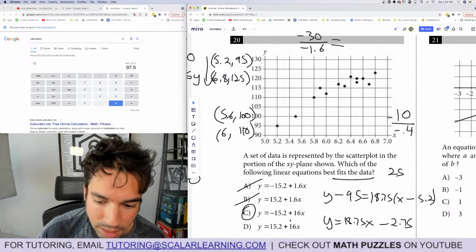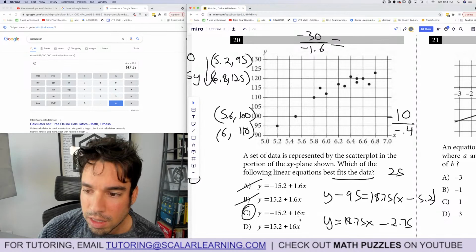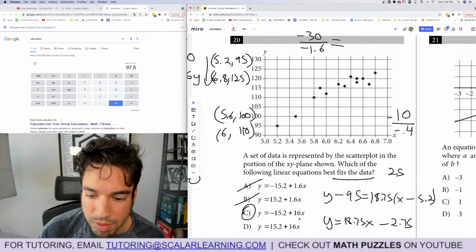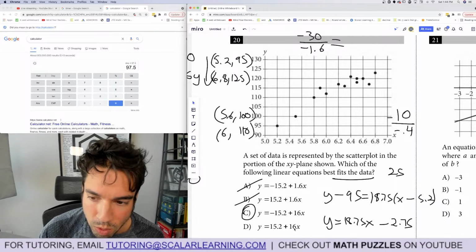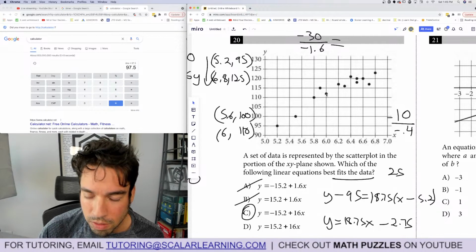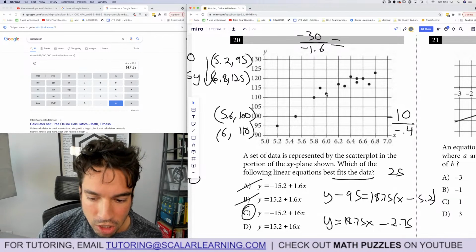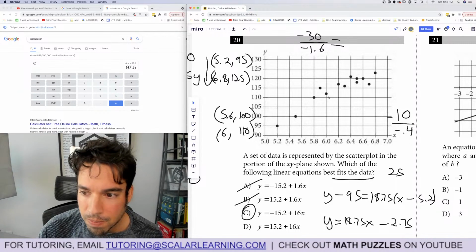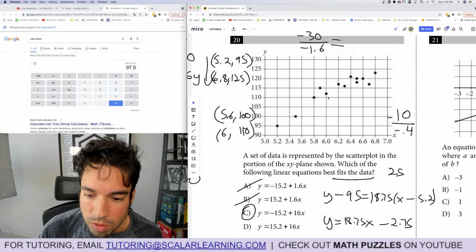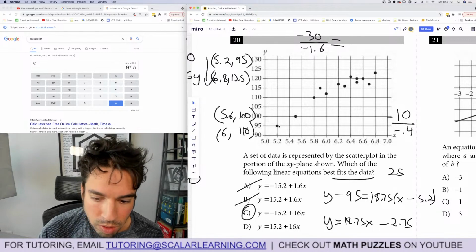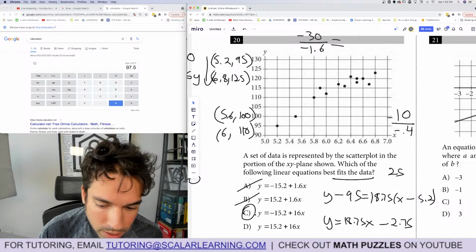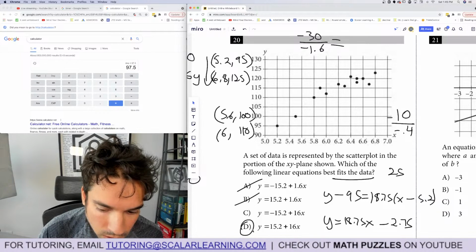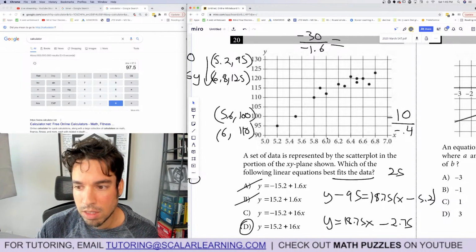If I plug in 6 into this one, I would get 96 minus 15.2. Ooh, that's so low. So if I plug in 6 into this one, I get 96 plus 1 plus 15.2, which is closer. Now I'm starting to change my mind. And then, okay, this one. If I plug in 5.2 here, oh, I'm starting to go the other way now. I'm feeling like now this is the answer.